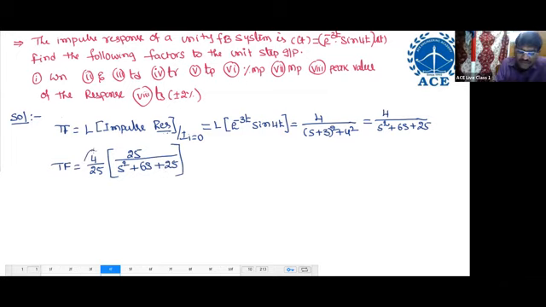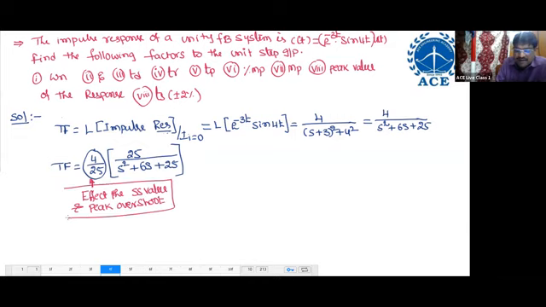This 4 by 25 affects the steady state value and peak overshoot. That's all. It never affects the time domain specifications. It never affects the delay time, rise time, peak time, percentage of peak overshoot. It never affects any more value.